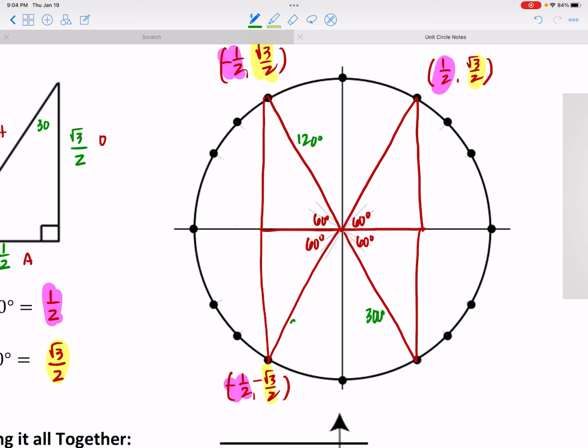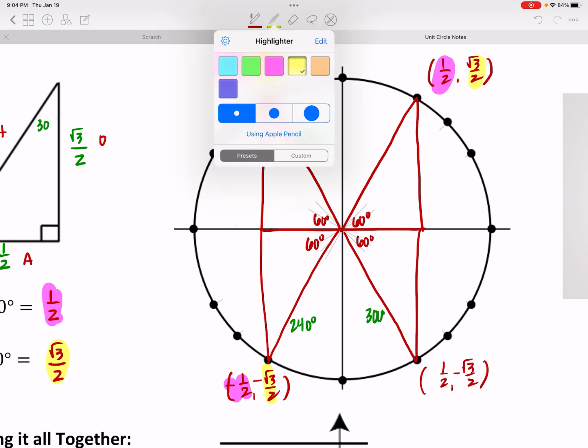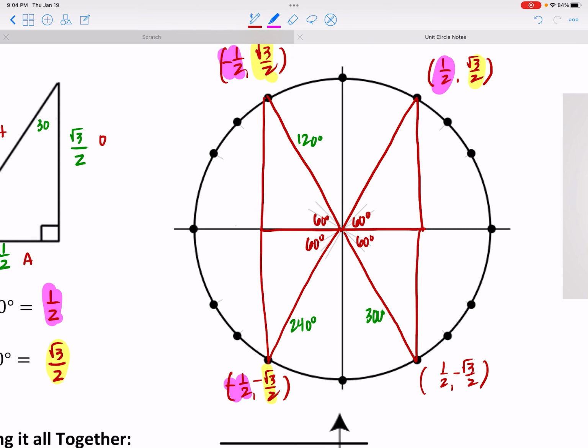Oh, and it erased my 240. This is 240 degrees here. So 300 degrees intersects the unit circle at those same coordinates, 1/2 and radical 3 over 2. But in quadrant 4, the y value is going to be negative. So if I said, what is the cosine for 300? It's 1/2. What is the sine for 300? It's negative radical 3 over 2.